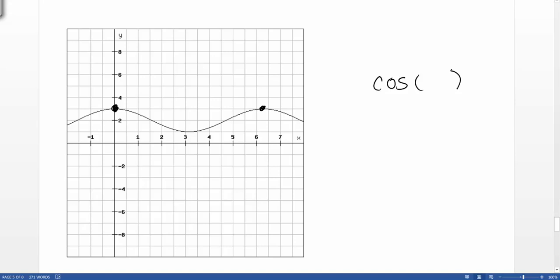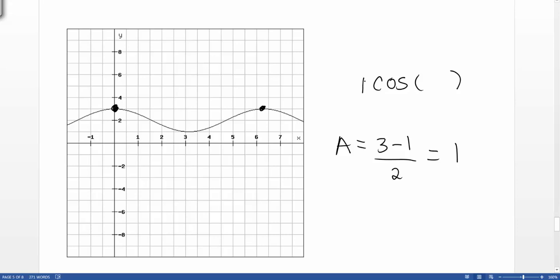So now I'm going to consider the amplitude. Again, I'm going to take the maximum value, which is 3, minus the minimum value, which is 1, and divide by 2. 3 minus 1 is 2, divided by 2 is 1. So my amplitude is 1. And here, it doesn't look like my cosine graph was rotated, so I'm pretty sure that my amplitude here is positive 1. I can write that in, or I could just leave it as cosine.